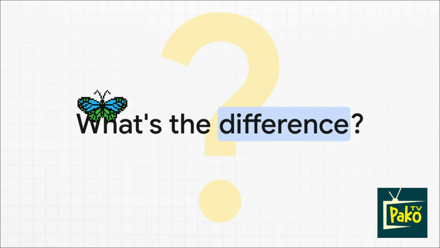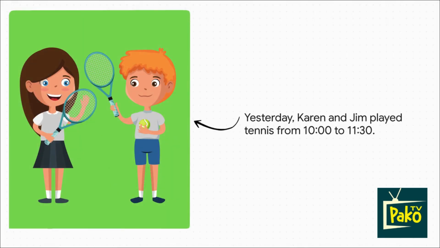And to really get it, let's jump into a different scene. Okay, so here are Karen and Jim. We know that yesterday they played tennis. They started at 10 a.m. and finished up at 11:30. That's a complete, finished action. It's in the past. Simple enough, right?